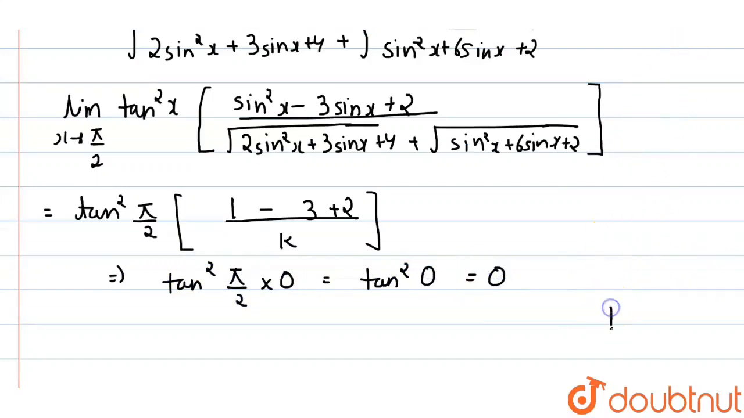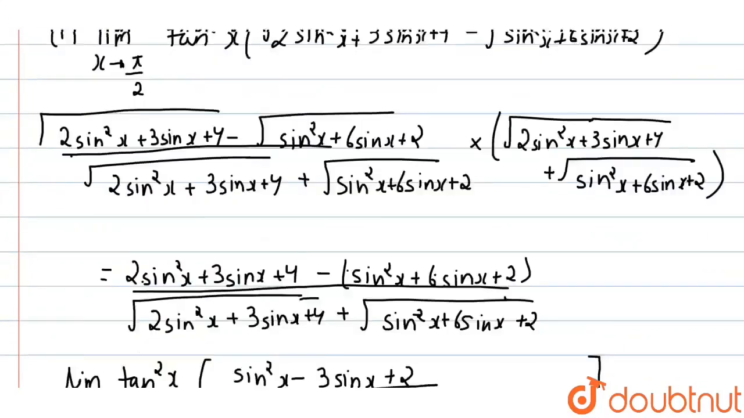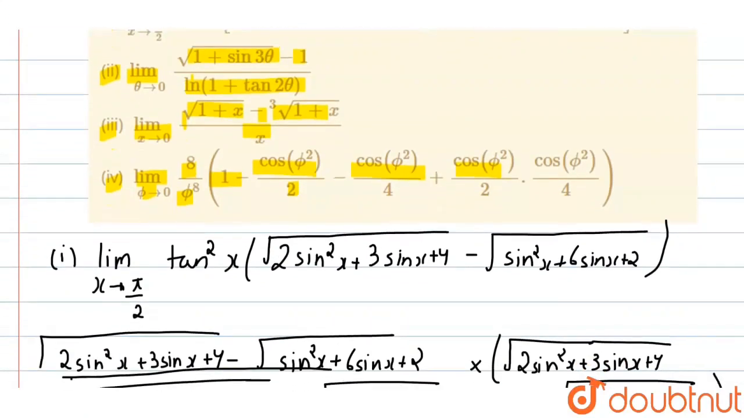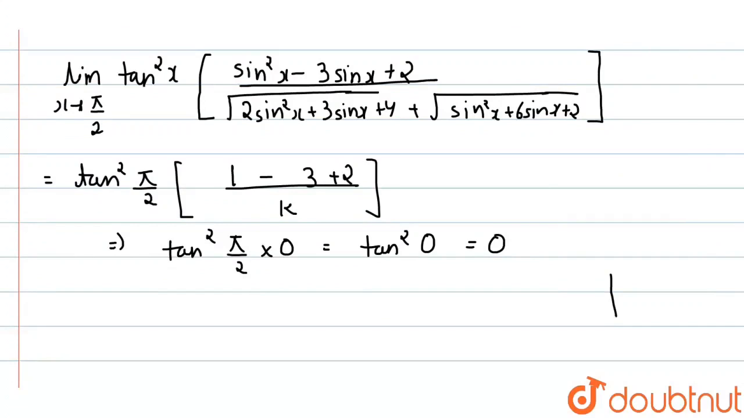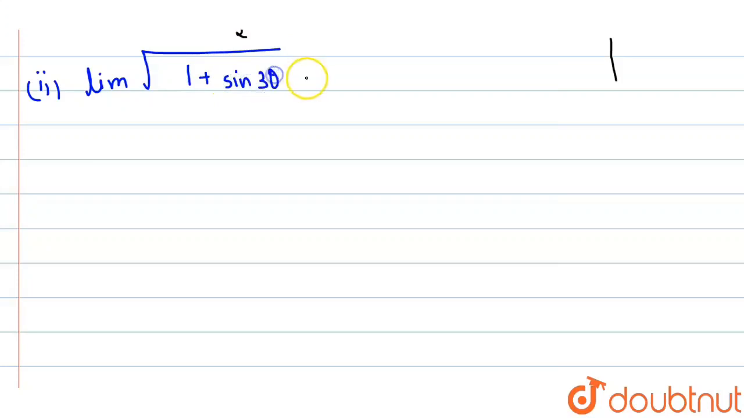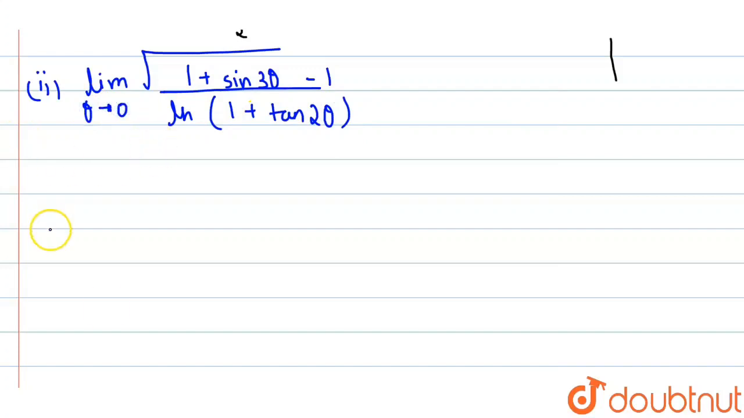Now we are going to move to the second limit. What we have in the second limit? We have to find limit root under 1 plus sin 3 theta minus 1 upon ln(1 plus tan 2 theta), where theta tends to 0. Now putting directly the value, we find that it is of the form 0 by 0.